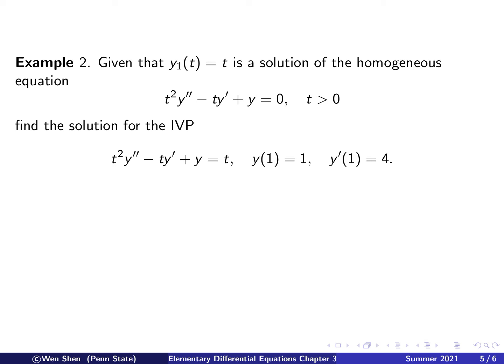Once that is given, we want to find the solution for the initial value problem. It's the same left-hand side, but now the equation is non-homogeneous. I have a right-hand side term, and an initial condition is given at t equals 1. So y(1) is given, and y'(1) is given.